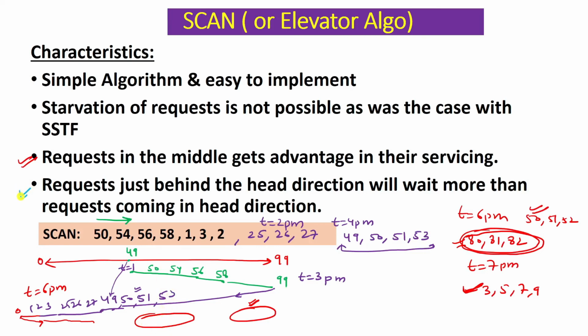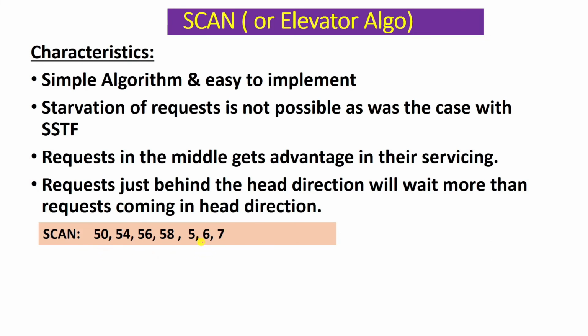Okay, now this point is again related to this second point. For that, let's understand this example again with a new diagram. So let's say we have this example. I have just seen these last 3 cylinder numbers. Again, let's say we are moving in this direction. So we will serve 50, and then we'll go to 54, 56, 58. Lastly, we'll go to cylinder number 99, because we have cylinder numbers from 0 to 99. And after that, we have to serve 5, 6, 7.